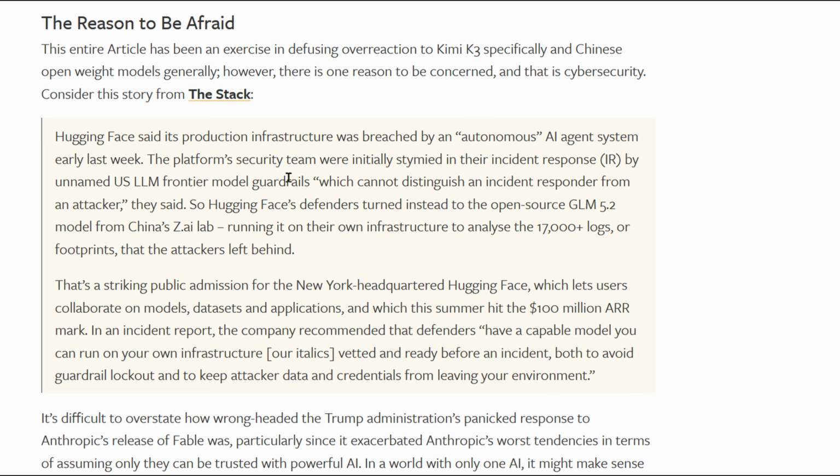And the ultimate irony in all this panic: by trying to lock down US models and restrict API usage in the name of security, the US is actively pushing Western developers toward Chinese models. There was a recent incident where the major AI platform Hugging Face was breached by an autonomous AI agent. When their incident response team tried to use US frontier models to analyze the attack logs, the US models' strict safety guardrails actually blocked them, mistaking the incident responders for the attackers. So, what did Hugging Face have to do? They used the open weight GLM 5.2 model from a Chinese lab to secure their own US based infrastructure. That is the exact reality US companies are facing right now.